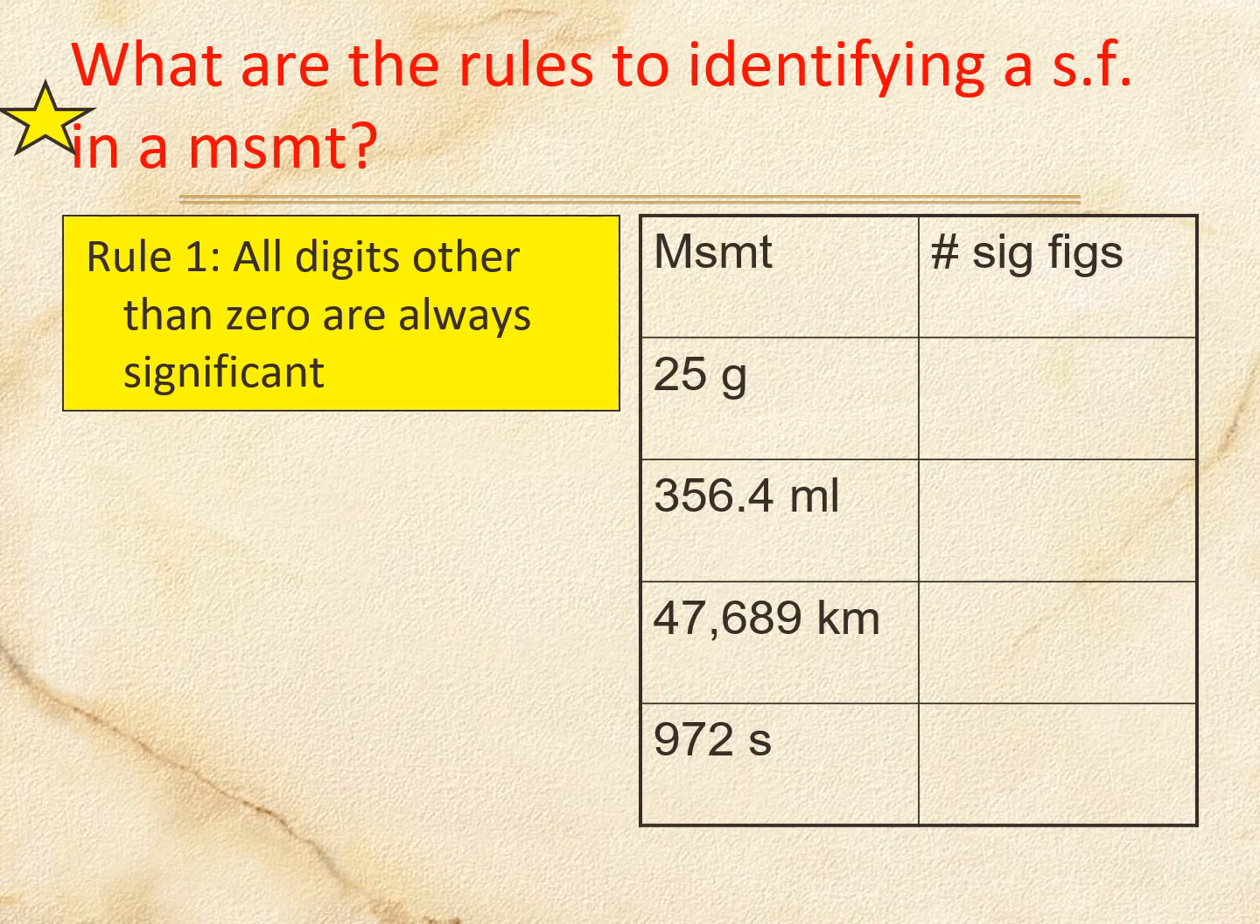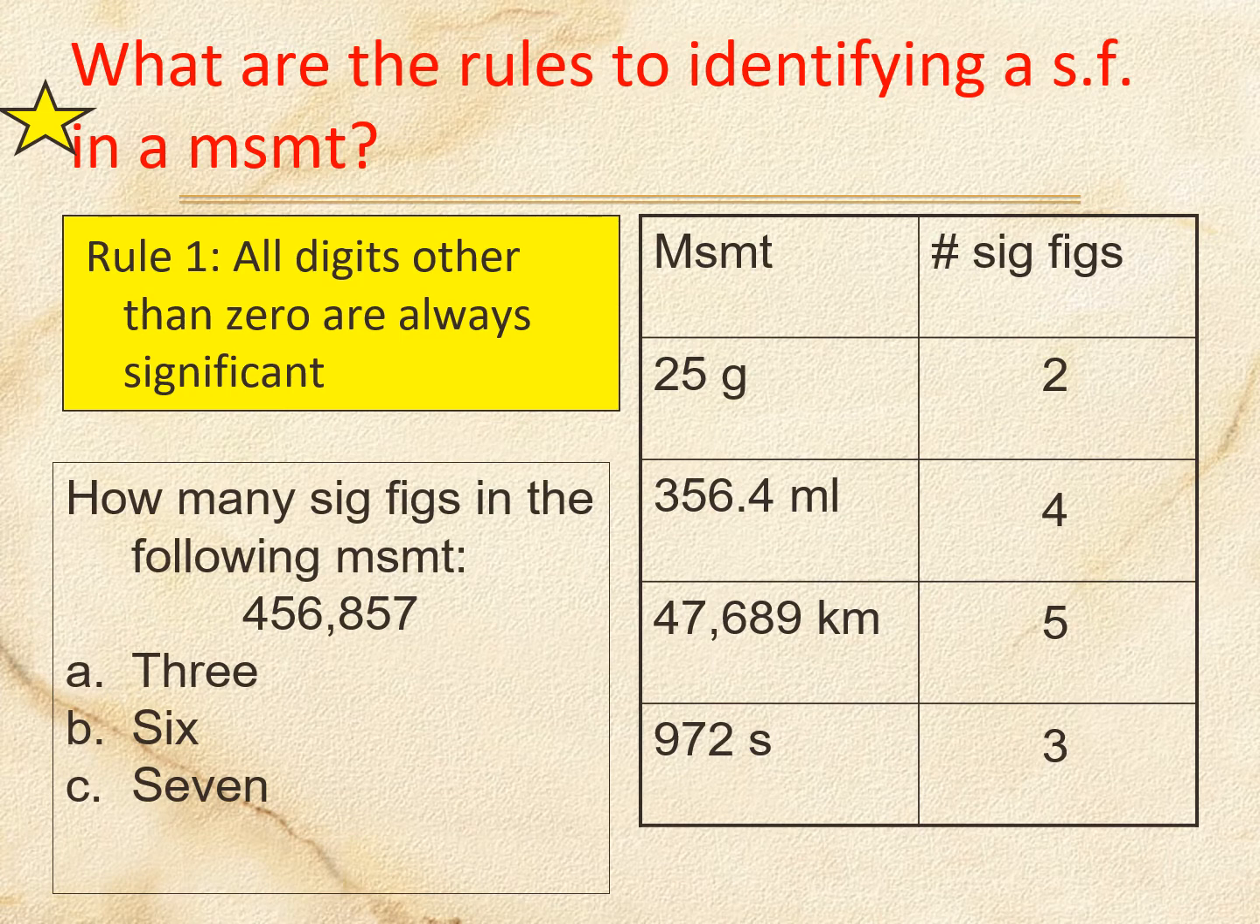So here are the rules and some examples. Rule number 1: all digits other than 0 are always significant. So we're going to do some practice. 25 grams is 2 sig figs, 2 and 5. 356.4, 4 sig figs. 47,689 is 5 digits, so 5 sig figs. And 972 is 3 sig figs.